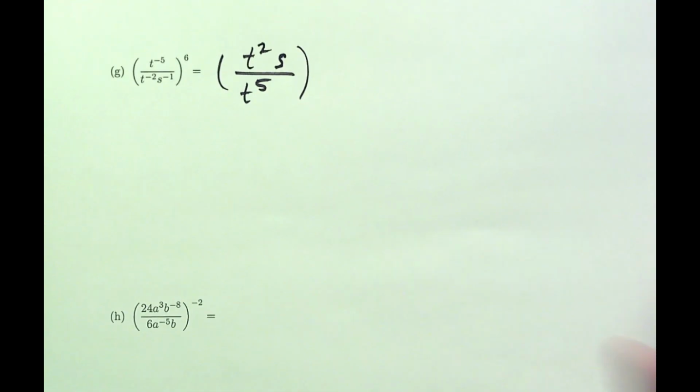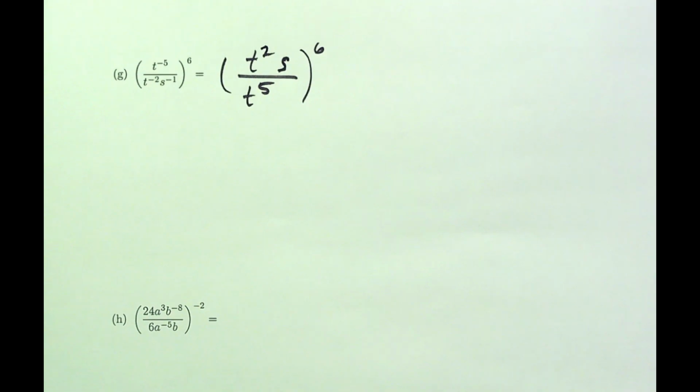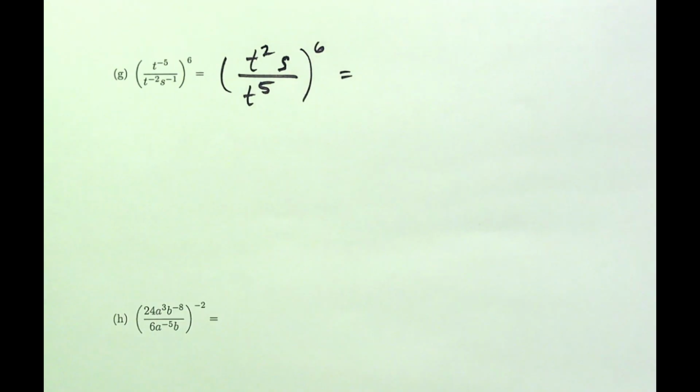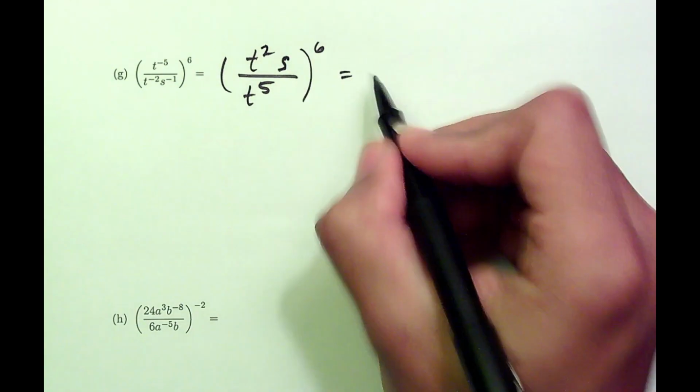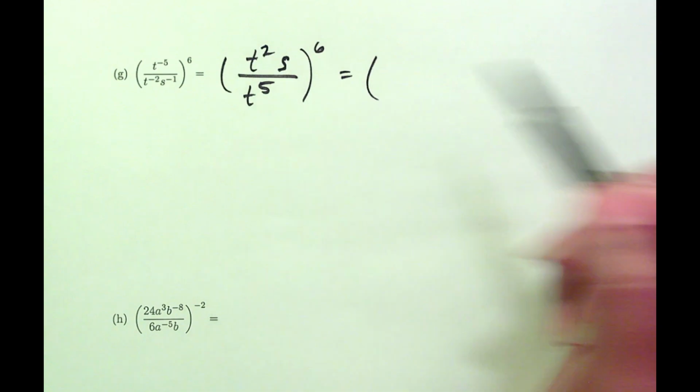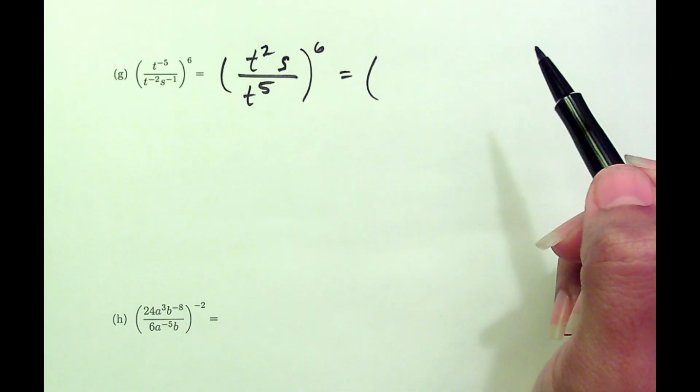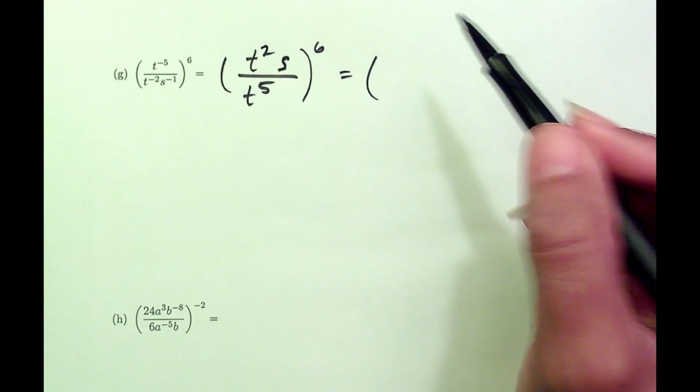Okay, you don't have to write s to the 1, because again, we don't write that. So that simplifies the parentheses a little bit, but we're not done simplifying the parentheses because we can still combine these t's. So now combine the t's. Subtract the exponents. 2 minus 5 is negative 3. So that will be t to the minus 3.